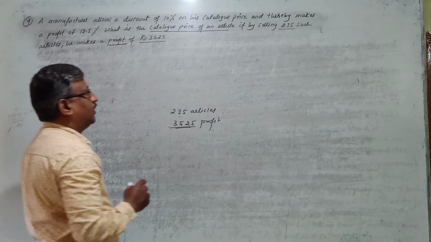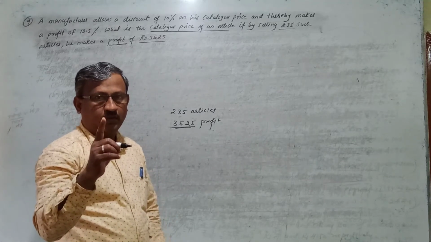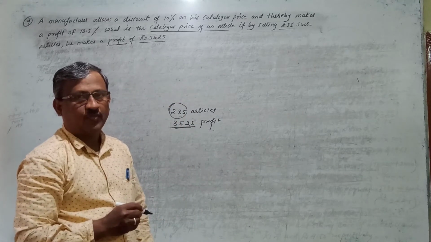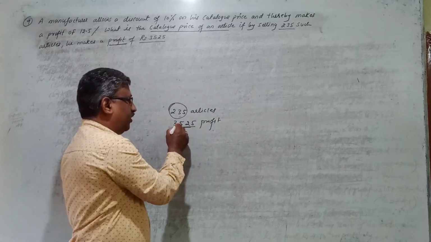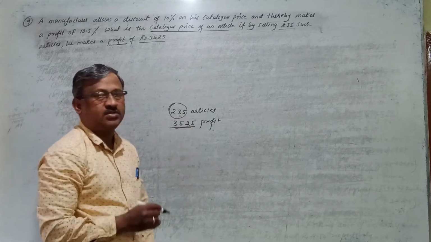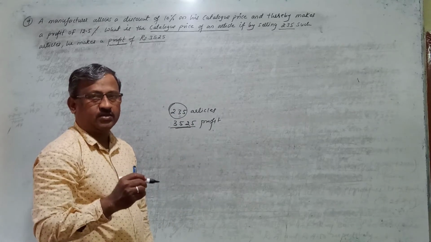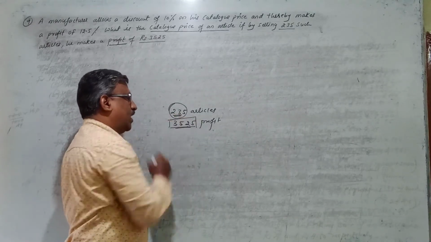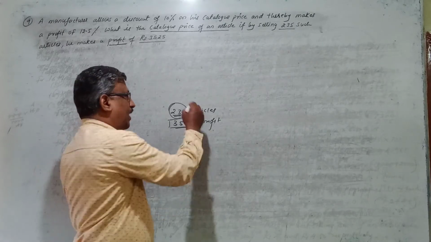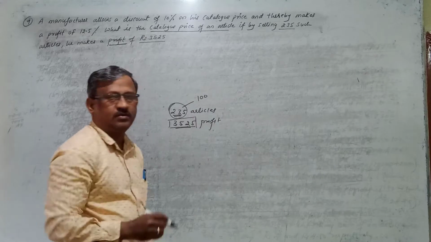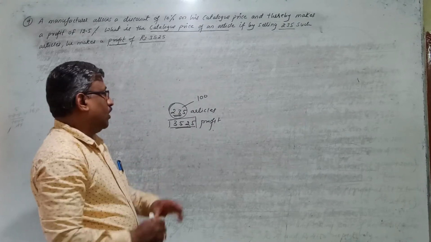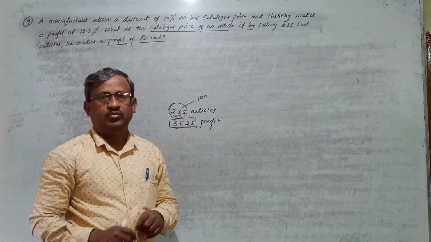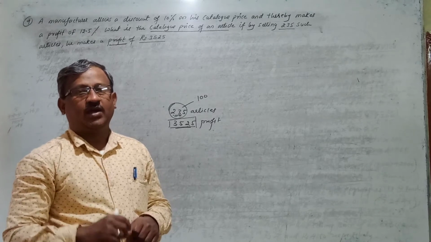Now, to calculate the catalog price of one article, first of all, you must know the catalog price of how many articles? 235 articles. Because whatever they have given in the problem, 3,525, this is the profit of all 235 articles. So by assuming the catalog price of 235 articles, we have to calculate what will be the profit of 235 articles. Understood? So first we have to find out the catalog price of 235 articles, and once you know it, we can easily find out the catalog price of one article.